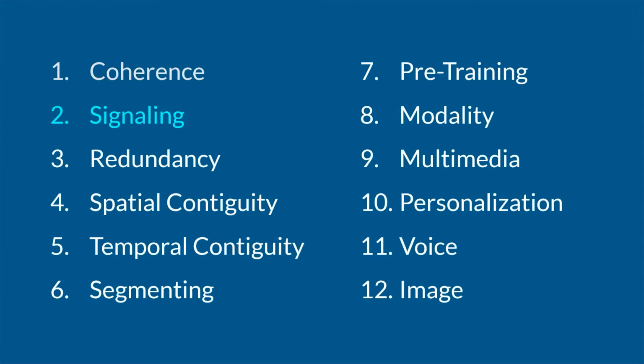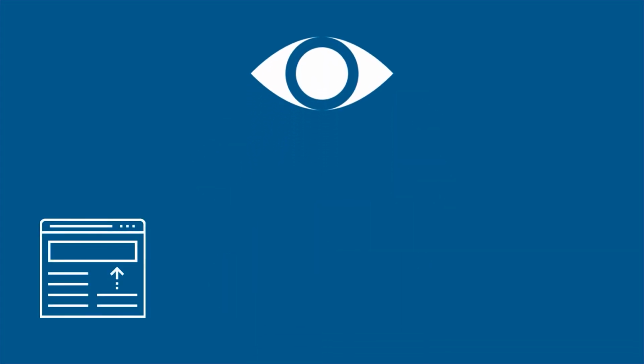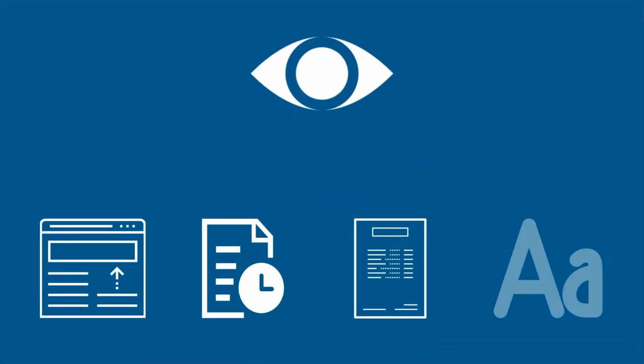The second multimedia principle is the signaling principle. The signaling principle states that people learn better when cues highlight how the essential information is organized. Using elements such as section headings, agendas, or tables of contents and bold or italicized text signal important information and helps the learner better grasp what is being shared.